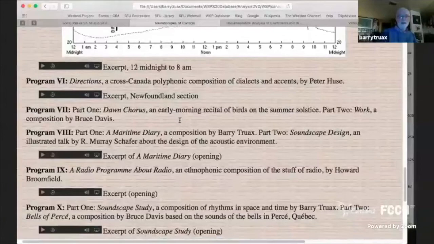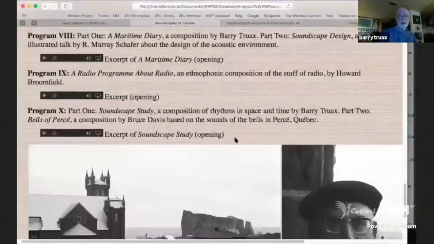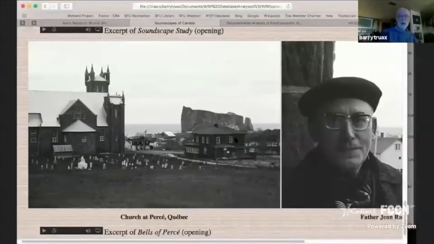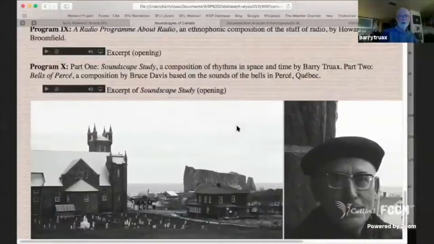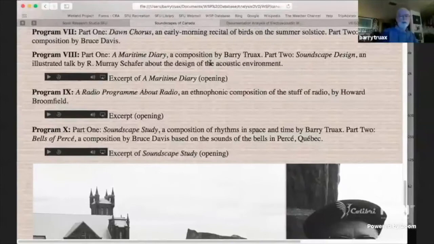The rest are basically compositions of one sort or another by the various composers individually, and including oral history. For instance, the parish priest in Quebec, in the Gaspésie, and that's a very poetic documentary. And I contributed a maritime sound diary and so on and so forth. So this was the beginning of a more documentary approach.